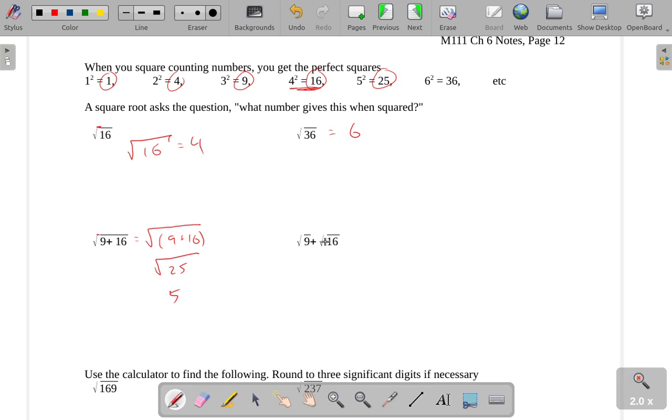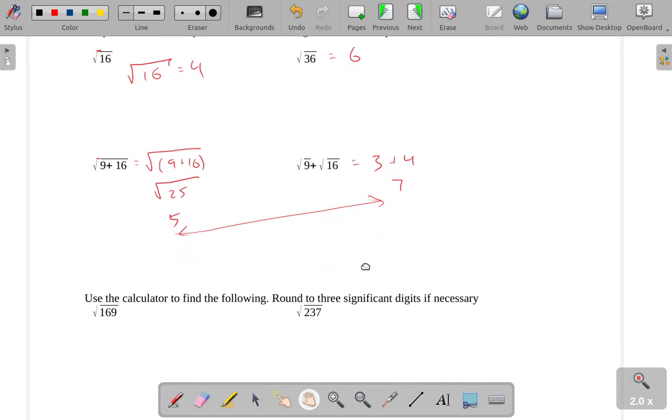This is as opposed to what a lot of people do when they see something like this, the 9 and the 16: they want to take the square root of each of them. But let's see what happens when we do it that way. The square root of 9 is 3, the square root of 16 is 4, and 3 plus 4 is 7. You can see clearly we get a different number here. They're not equal to each other. So clearly we're not doing the same thing between those.